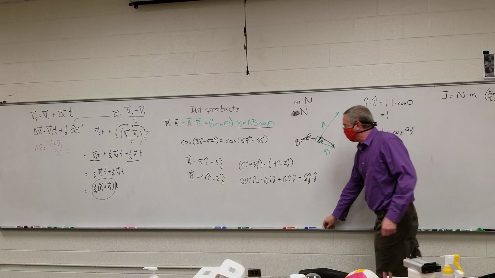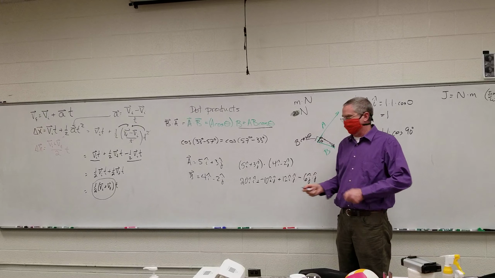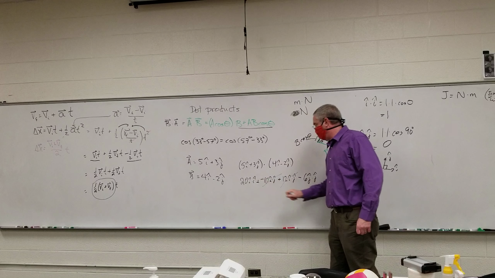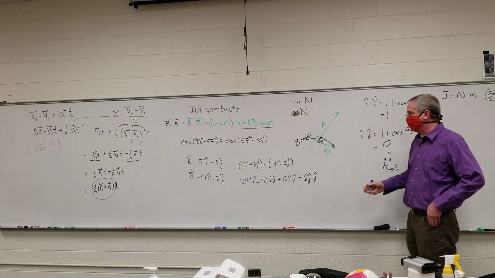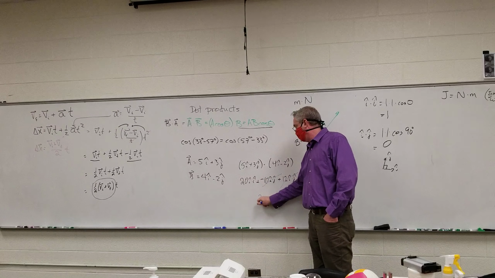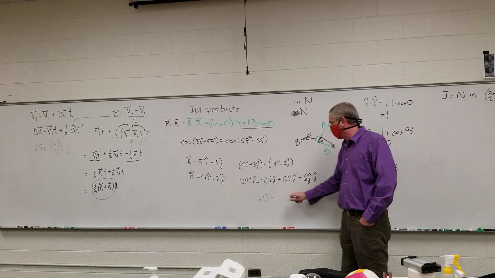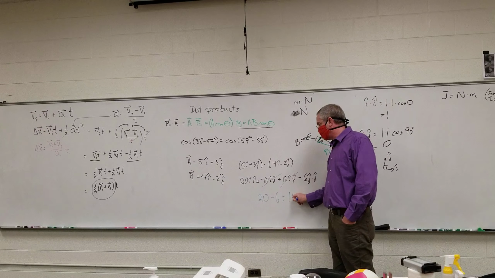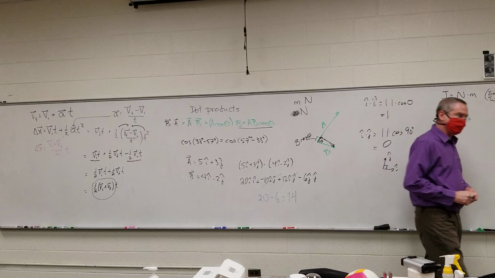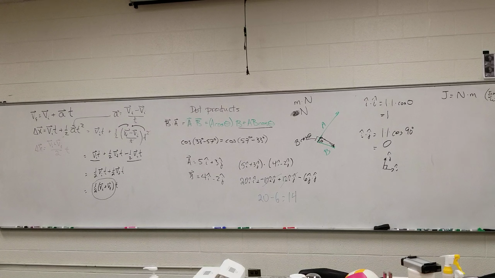So what this means is that all the terms that are mixing i hats and j hats go away, and I'm left with 20 times 1 minus 6 times 1, which is 14. So I could have just done this a much shorter way with a rectangular form and just multiply the like terms. Multiply the i hats together, multiply the j hats together, add.